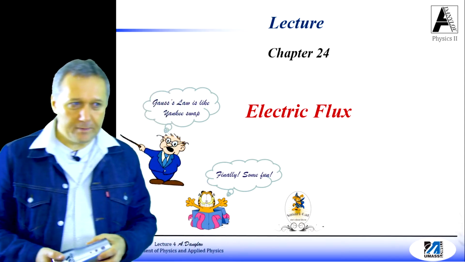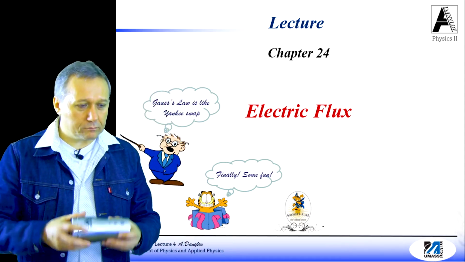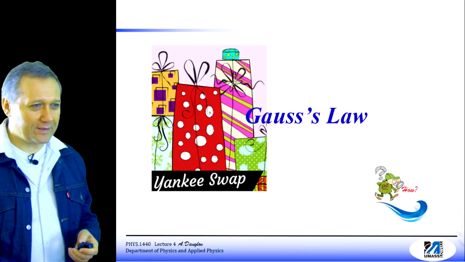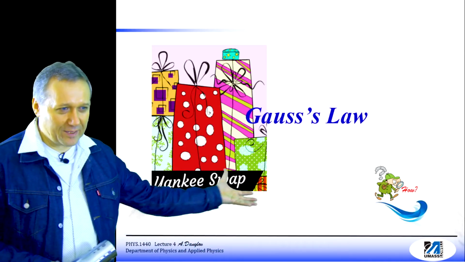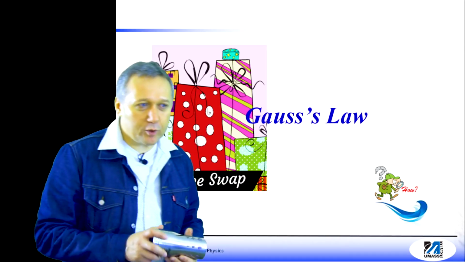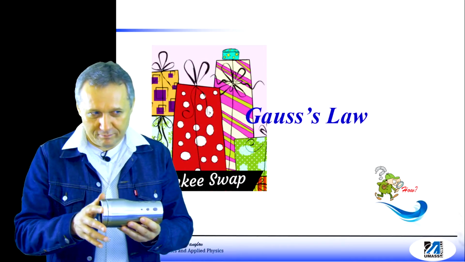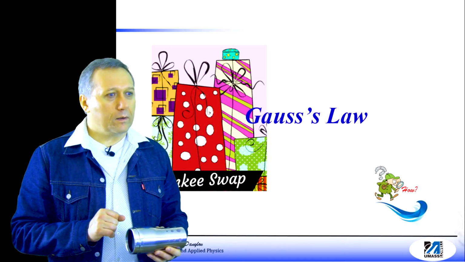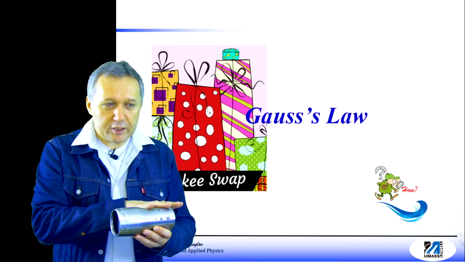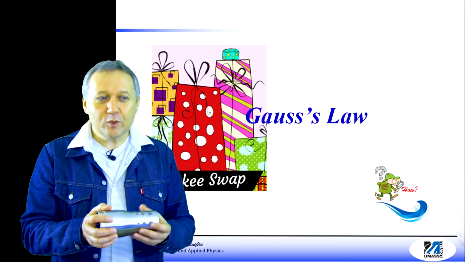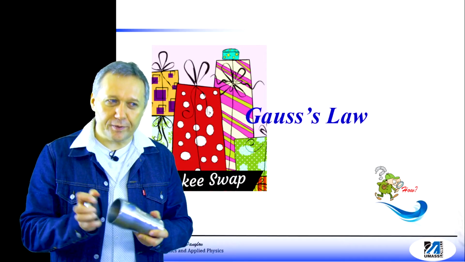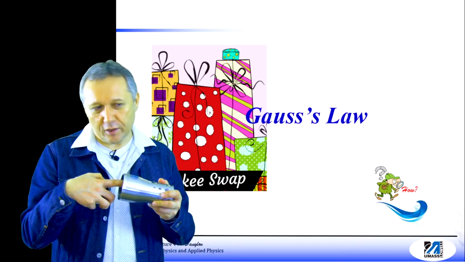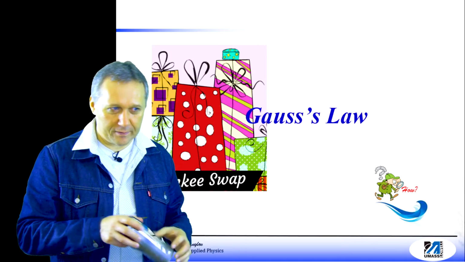Let me flip a few slides. Yeah, I compare it with Yankee Swap. So in Gauss's law, we'll have something similar. We will have some boxes, and we will explore the surface in terms of electric field, in order to predict the amount of charge inside of the box.